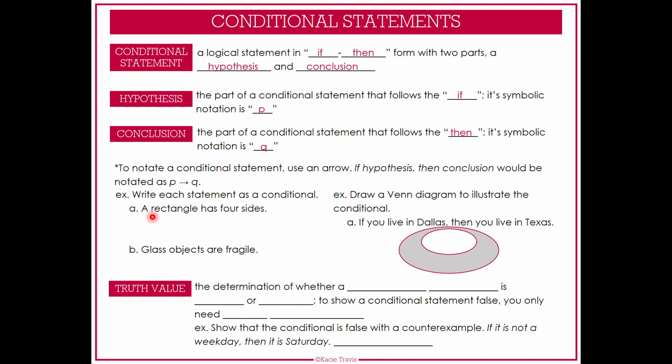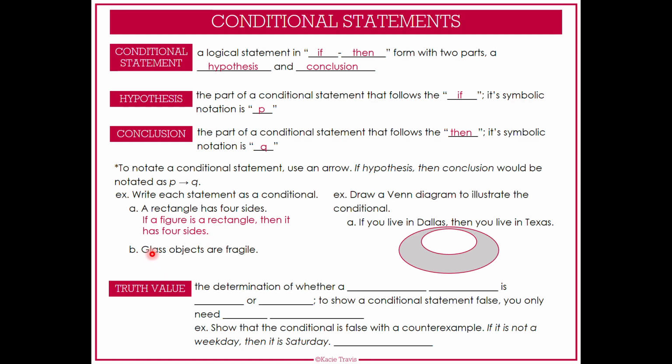It first starts off with a rectangle has four sides. So what we want to do, we want to know what this is. A rectangle, that's a shape. Rectangle has four sides. So when we write this up, we say, if a figure is a rectangle, then it has four sides. Nice and simple.